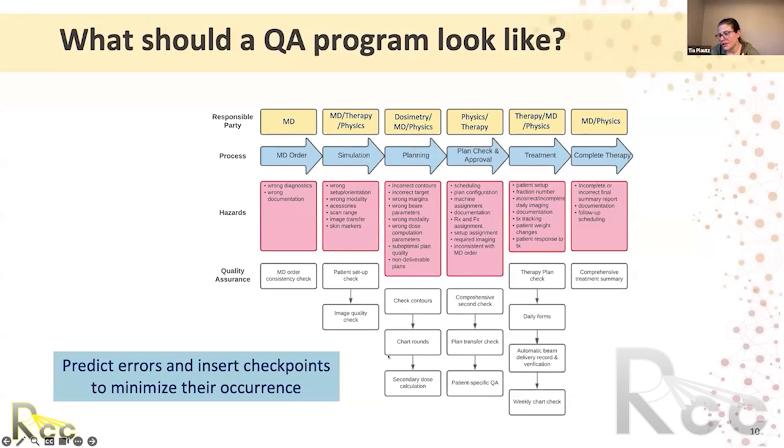So, and then the third check in this case is a secondary dose calculation, which of course would catch the wrong dose computation parameters being implemented. So that's a very important calculation, as we learned from the story in Epinal. So basically the quality of a good QA process is to be able to predict errors that might occur at each step in the process, and then insert checkpoints in order to minimize the occurrence of these errors.